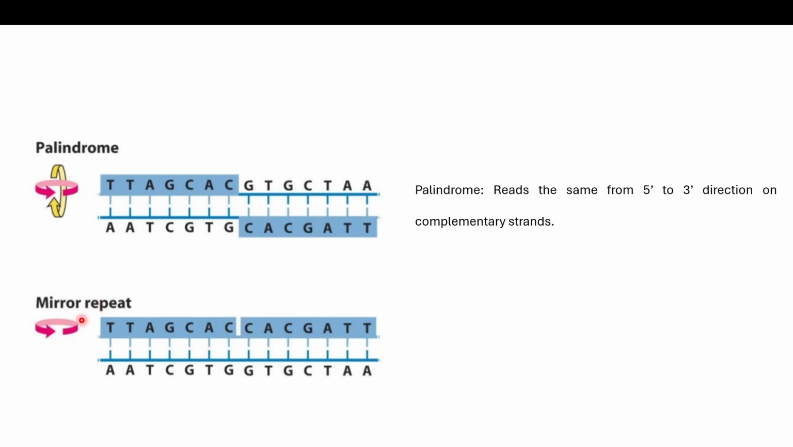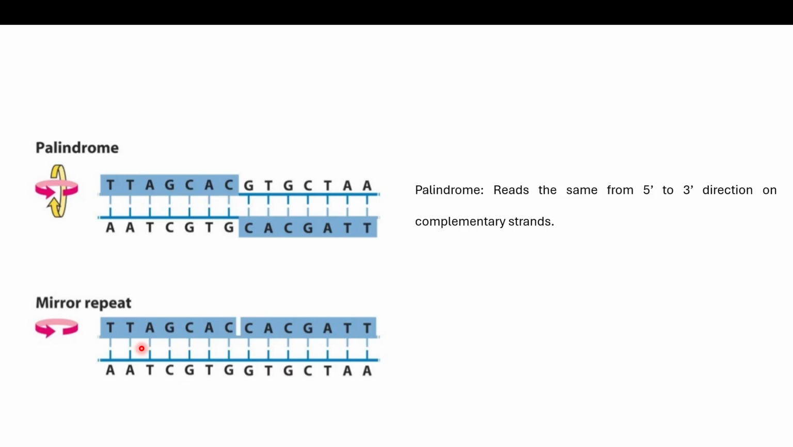Another is mirror repeats. Here it is on the same strand, but it looks as if you place a mirror over here, it will look exactly like a mirror image of this particular sequence. If a mirror is kept here, it will read the same as CACGATT CACGATT.